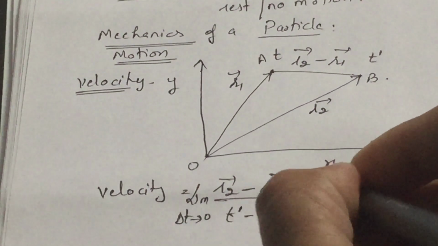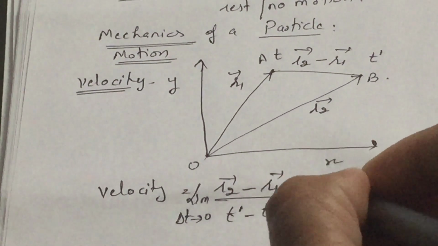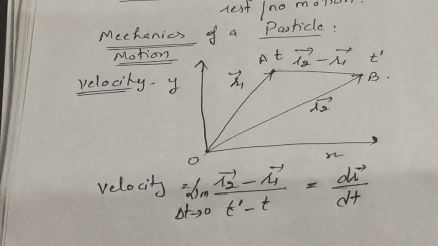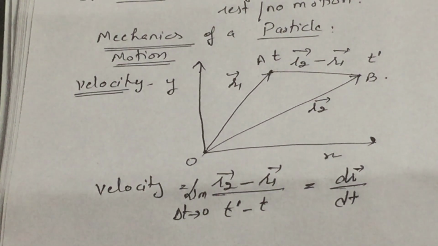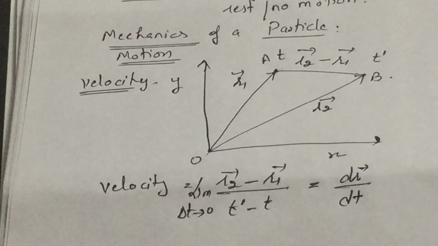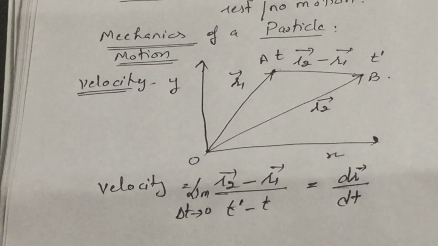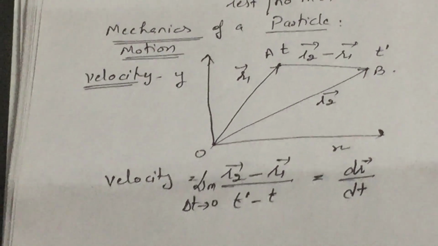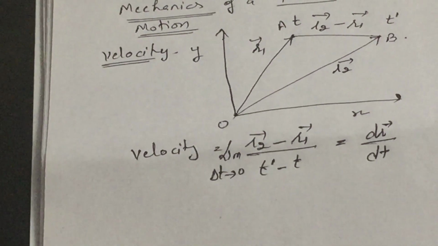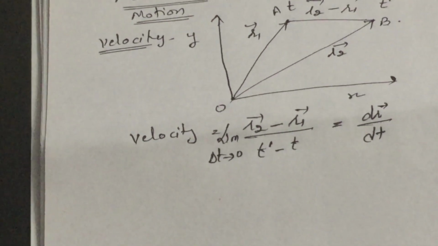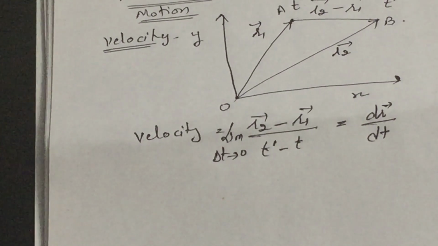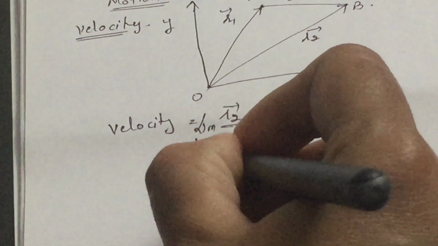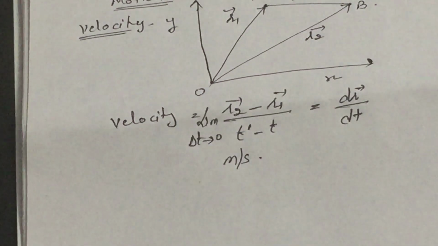Hence the velocity is given by the differentiation of the displacement vector with respect to time. This is our velocity, the displacement divided by the time taken. We know very well that velocity is a physical quantity and it is measured in SI unit, and the SI unit here is meter per second.